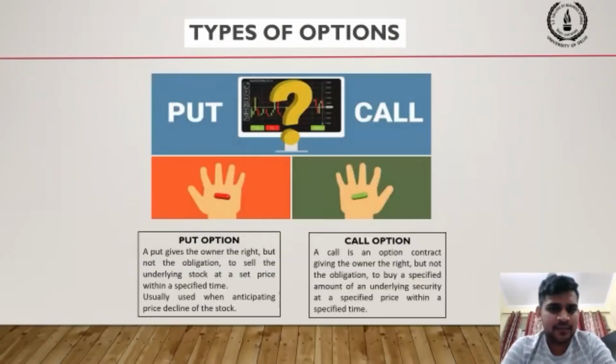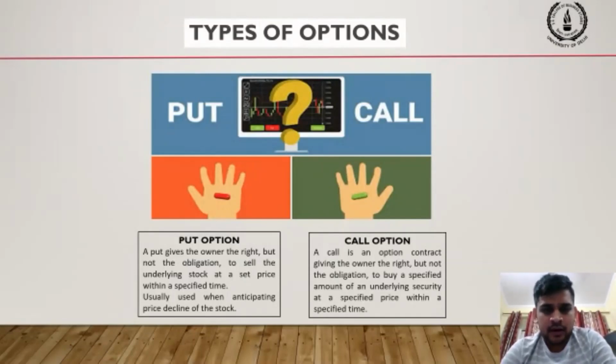Okay, so we'll be discussing the two most commonly used options, that is the call option and the put option. Firstly, we'll discuss the call option. A call option is an option contract which gives the owner the right, but of course not the obligation, to buy a specified amount of any underlying security at a specified price, that is called the strike price, at any specified period of time. So basically, as we discussed in the example before, whenever an investor anticipates an increase in price, they can exercise a call option to take advantage of it.